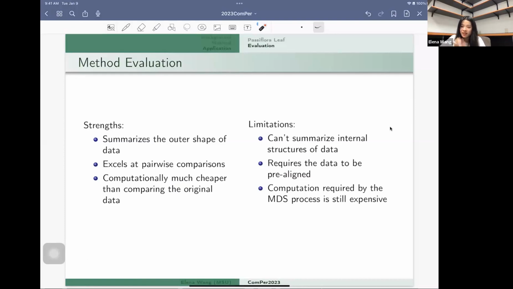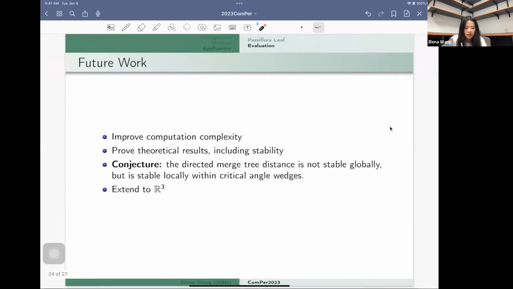It requires the data to be pre-aligned, as I've mentioned before, and it's still quite expensive in practice, and that's something I want to improve on in the future. So I would like to improve the computational complexity. For those who are interested, currently it's O of n squared m squared log n. The m log n comes from the merge tree computation. The n squared comes from populating the lowest common ancestor induced matrices, and the last m comes from the number of critical angles, which comes from the number of edges.